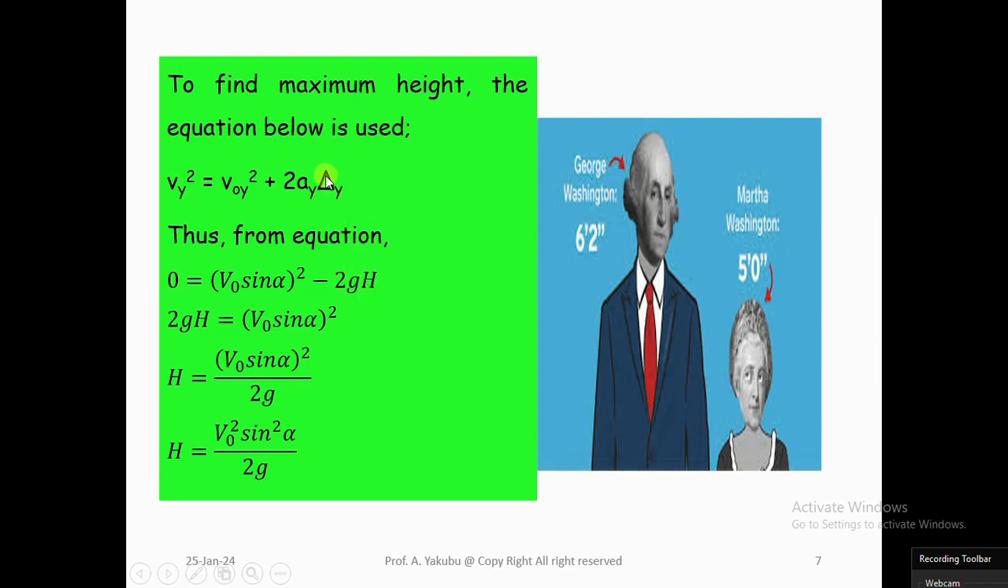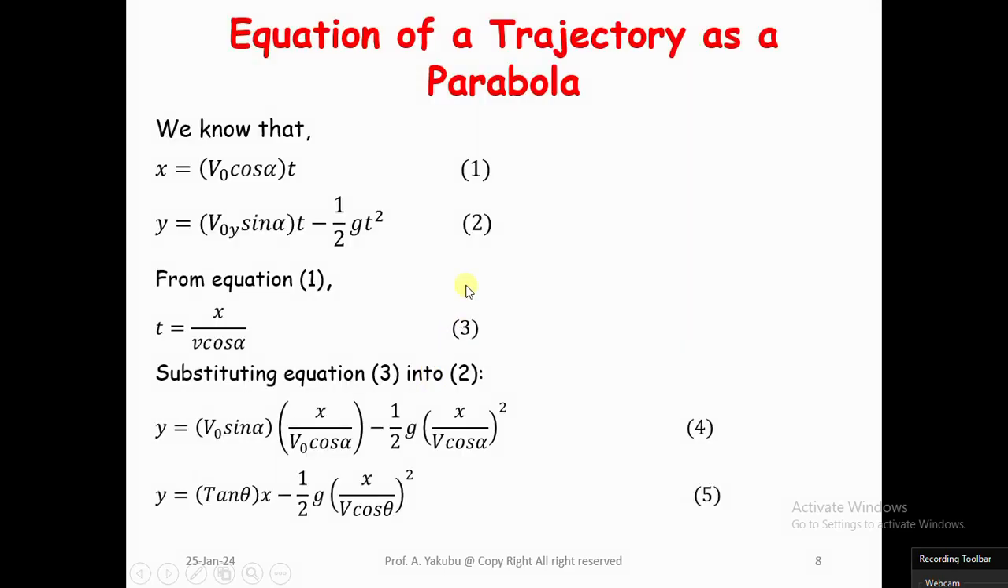This is changing height, so h, the height. Solving this out, you are going to have 2gh equals v naught sine alpha squared. Therefore, h equals v naught sine alpha squared all over 2g. Opening up that bracket, you are going to have h equals v naught squared sine squared alpha over 2g. So this is now the equation for the maximum height reached by the projected body.